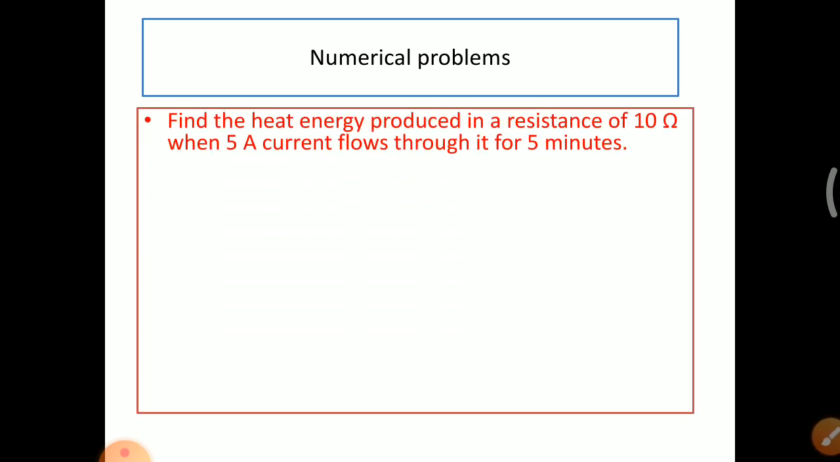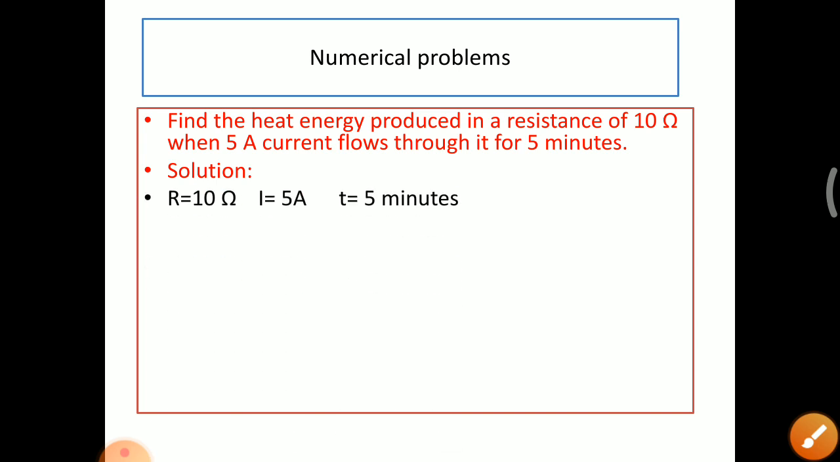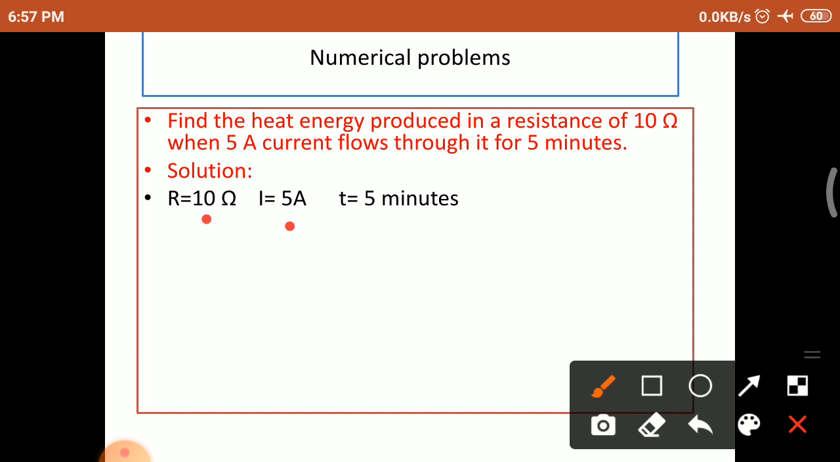Look at this numerical problem. Find the heat energy produced in a resistor of 10 ohm when 5 ampere current flows through it for 5 minutes. You have to calculate the heat energy produced in a resistance of 10 ohm, 5 ampere current flows, for 5 minutes. Solution. They gave R equal to 10 ohm, I equal to 5 ampere, T equal to 5 minutes. First check the SI units: R is ohm, I is ampere, but T should be second, and they gave minutes. So you have to convert from minute to second.